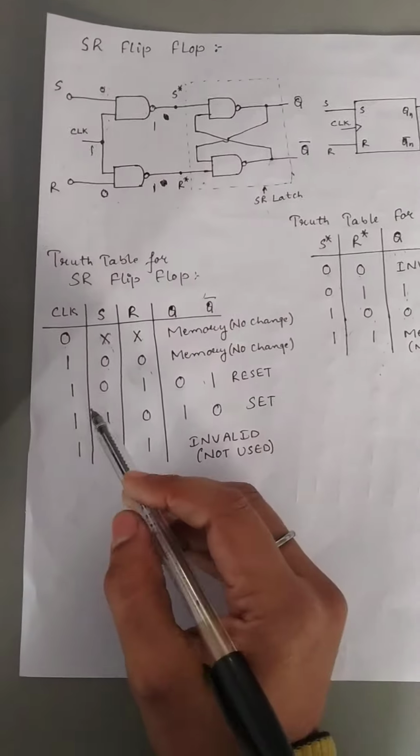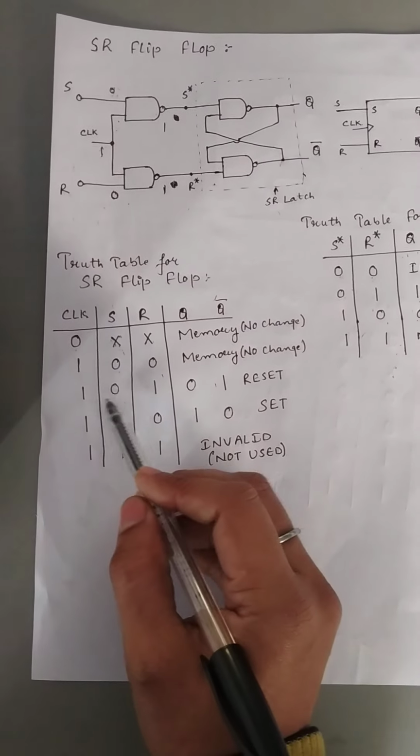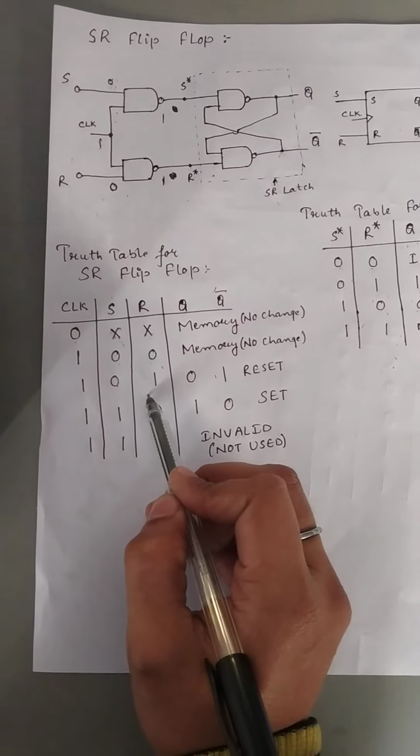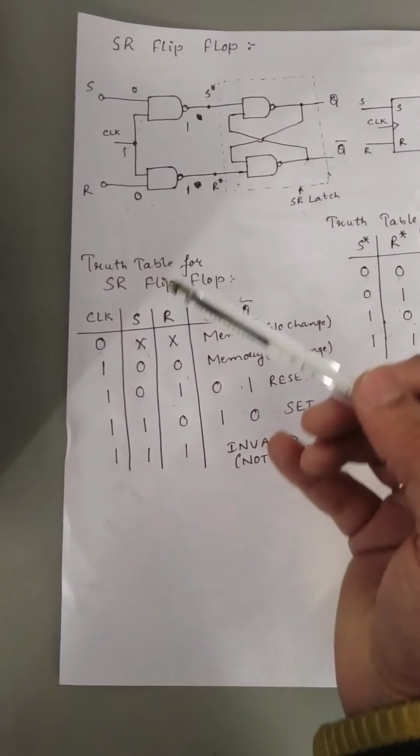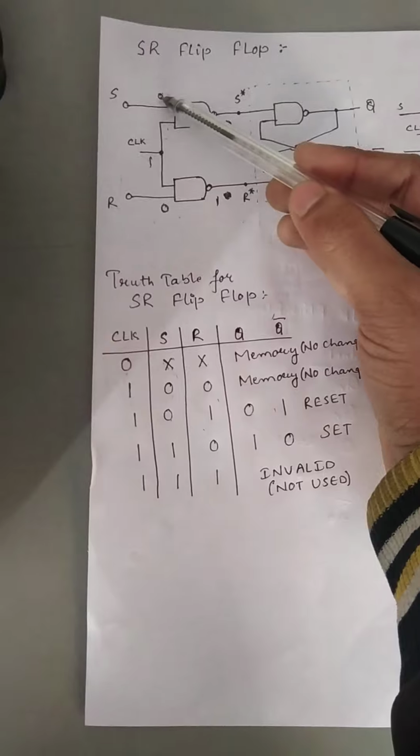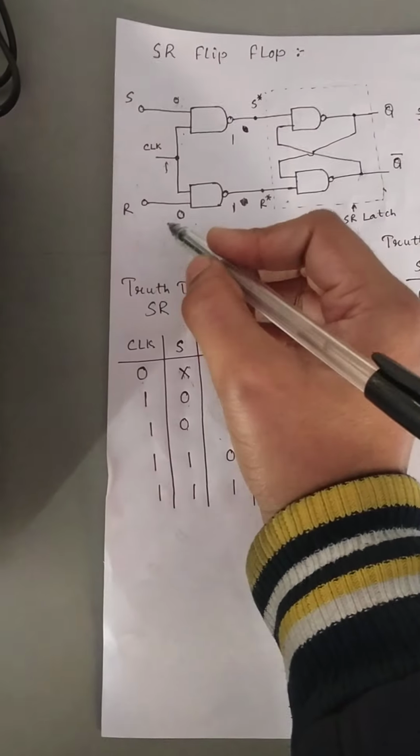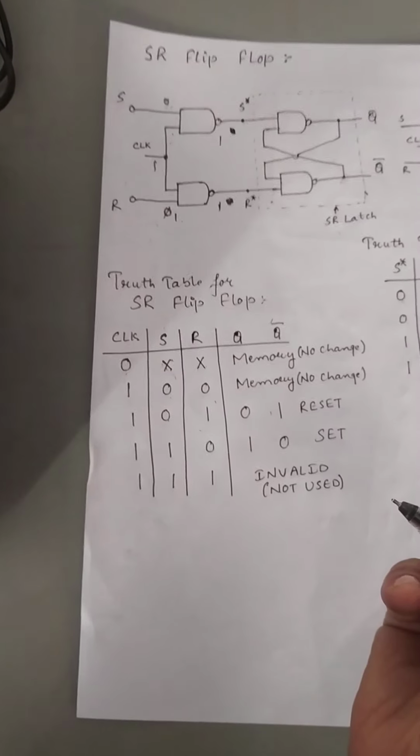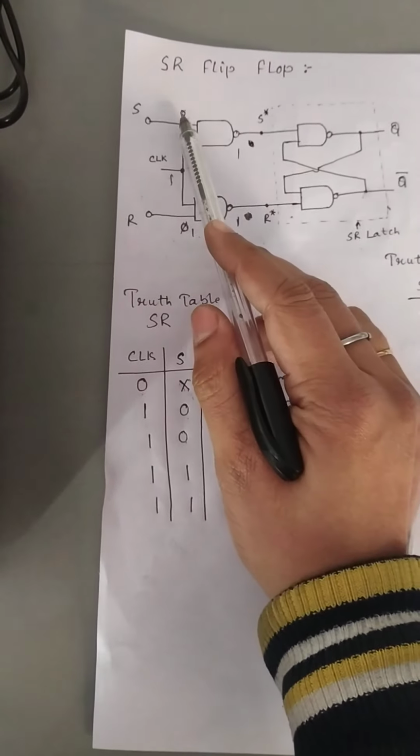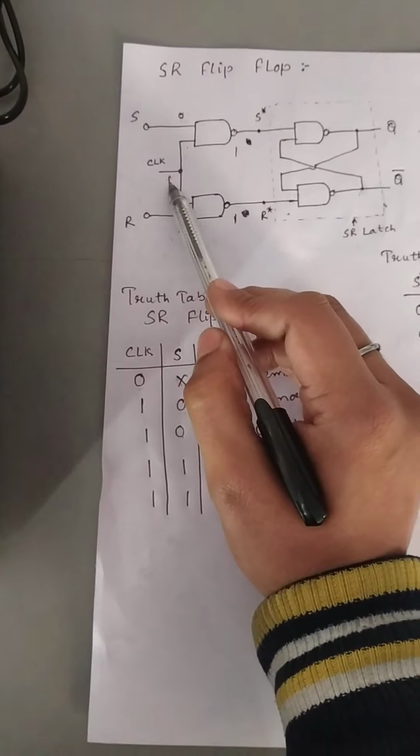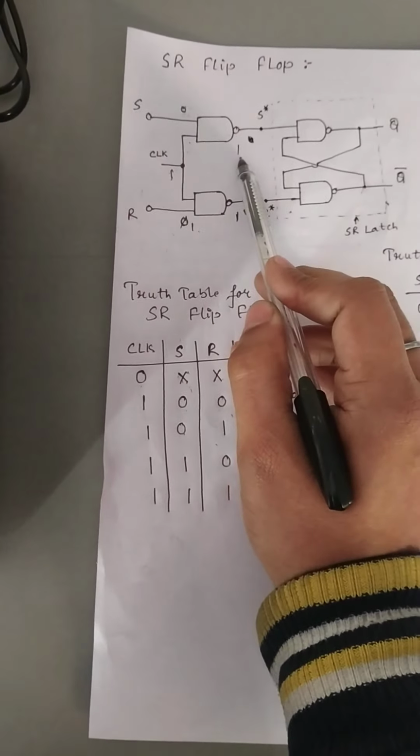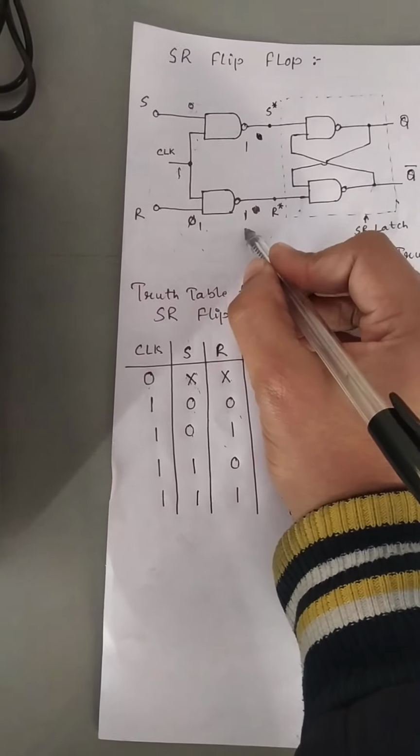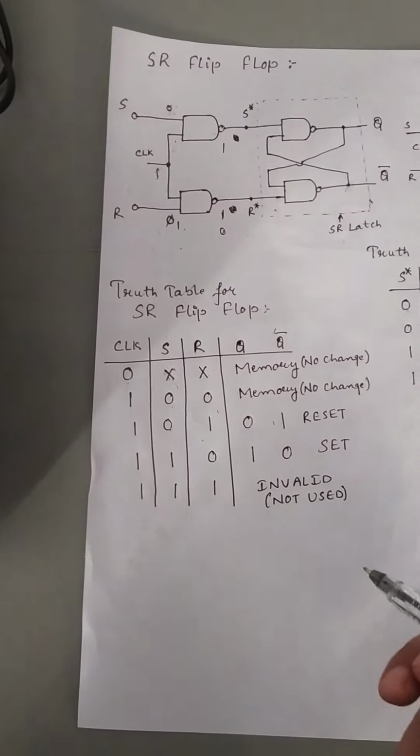Now next, when S is 0 and R is 1, I make S 0 and R 1, and the clock 1. Now the NAND inputs are 0 and 1, so the output will be 1. And for 1 and 1, the output will be 0.